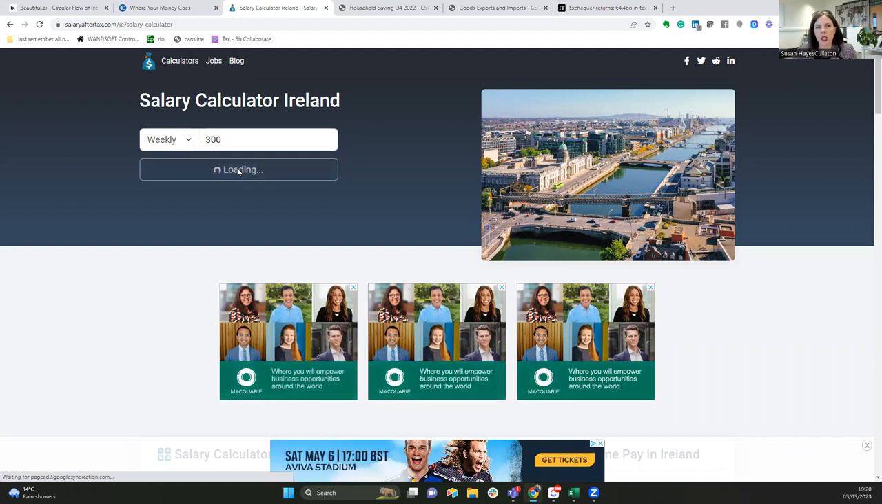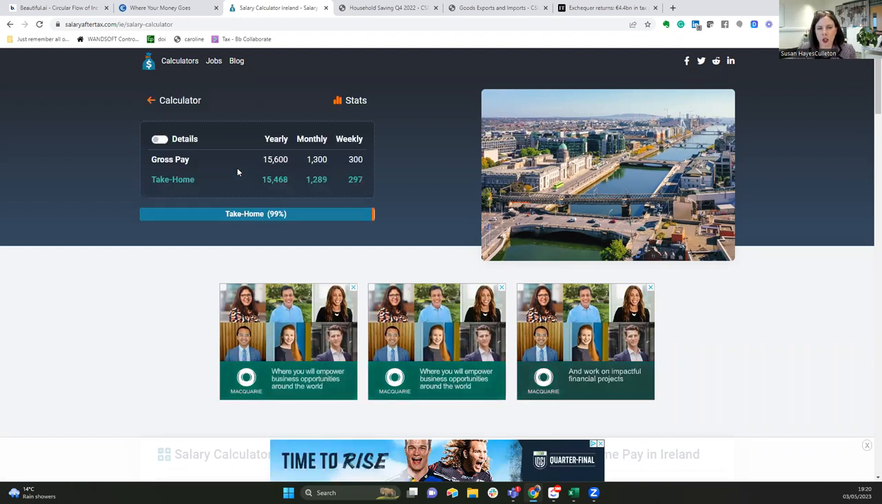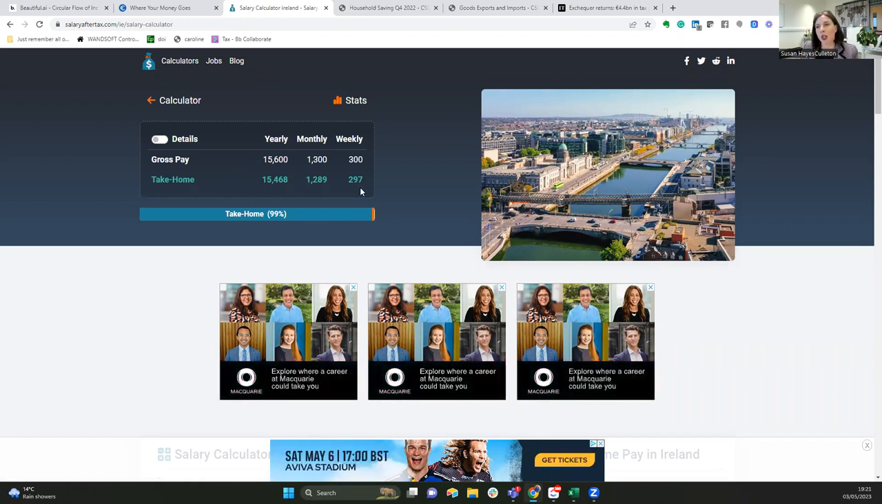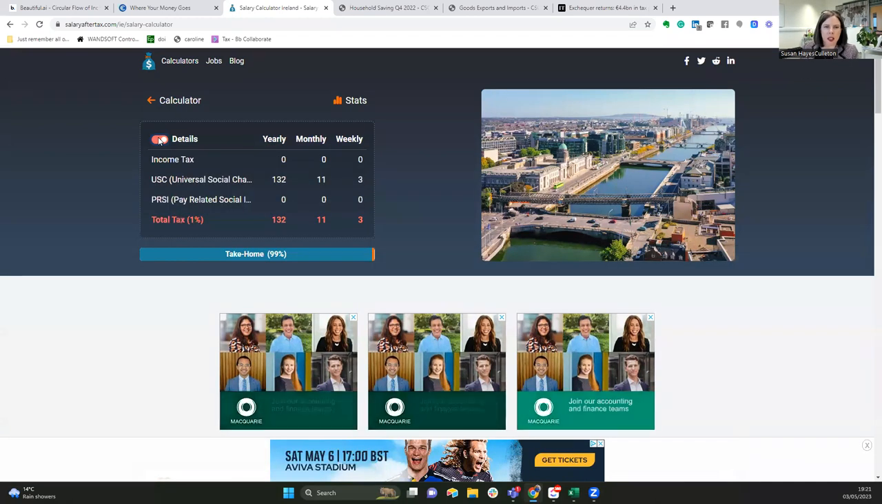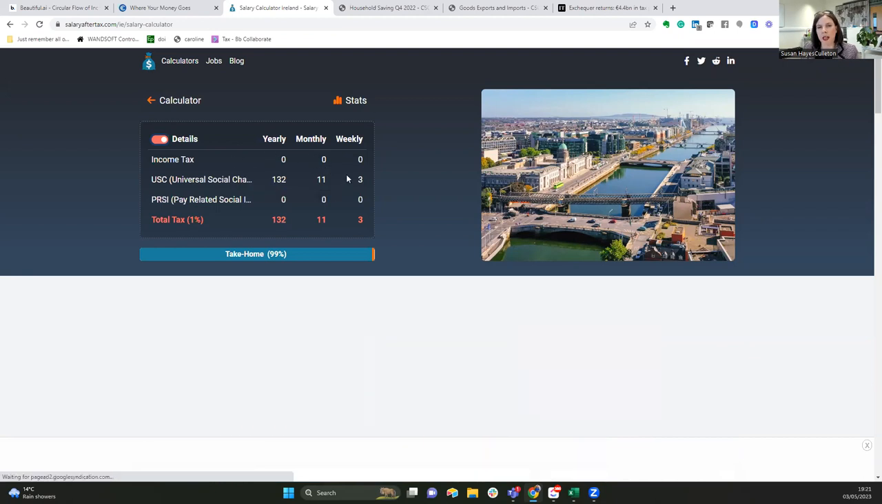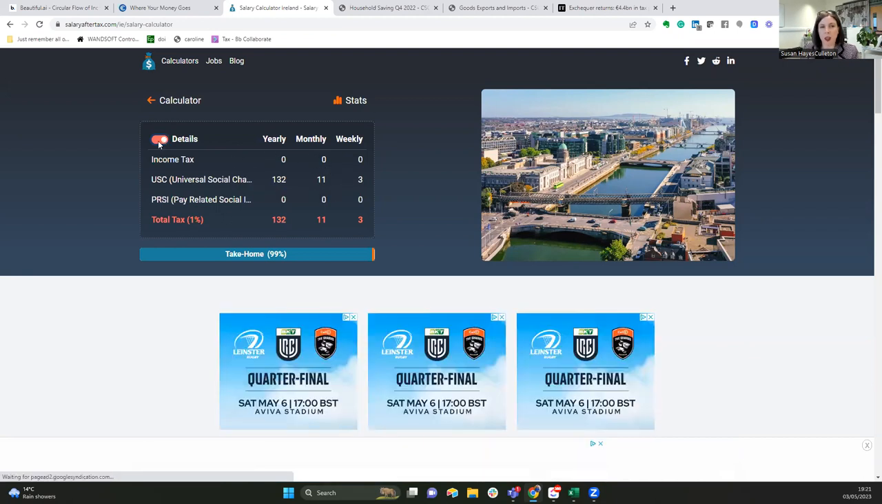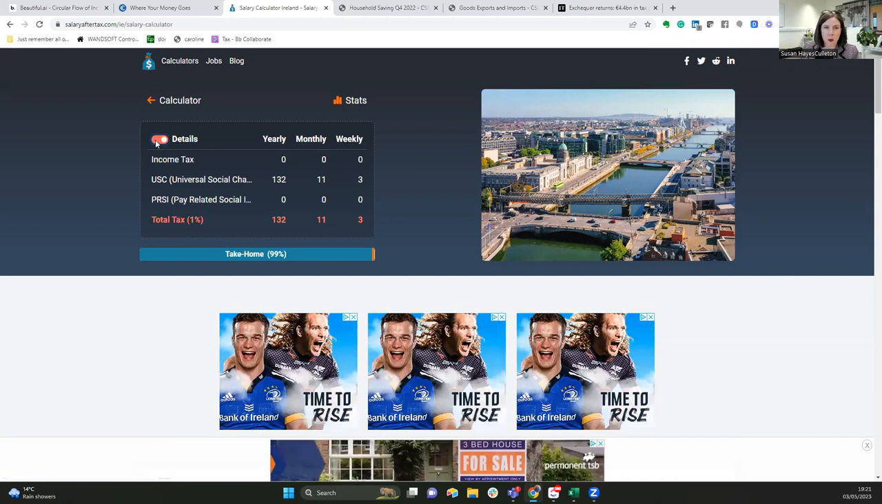And what this is going to do is tell me how much he is paying in tax. As you can see here, he is paying 3 euros a week in tax, and I can get into the detail. There we go. That comes from universal social charge. On a yearly basis, he would be paying 132 euros for universal social charge. But he wouldn't be paying income tax and he wouldn't be paying PRSI. So his total tax rate is 1%.